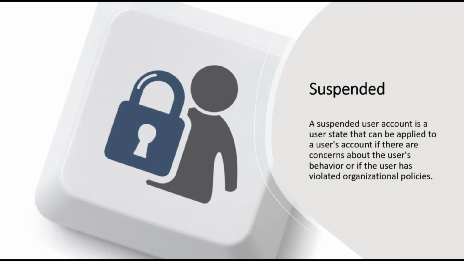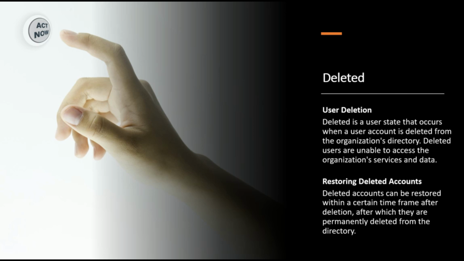Whereas suspended state is a user state that can be applied to a user's account if there are concerns about the user's behavior or if the user has violated the organization policies. So suspended users are unable to access the organization's services and data until their issues are resolved and their account is reactivated by the administrator. And if we talk about the deleted state, it's a user state that occurs when a user account is deleted from the organization's directory. Once these users are deleted, they are unable to access the organization's services or data, and they can be restored within a certain time frame after deletion, that usually is 30 days, after which they are permanently deleted from the directory.